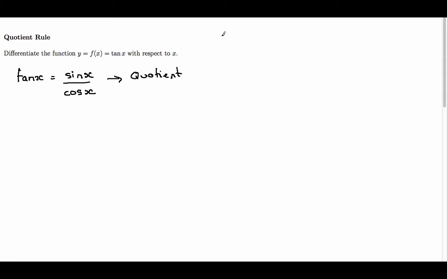Now to differentiate a quotient, we need to use the quotient rule, and the quotient rule tells us that when we differentiate u over v, we get v u prime. Remember, u prime means du by dx, minus u v prime, where v prime is dv by dx, all divided by v squared.